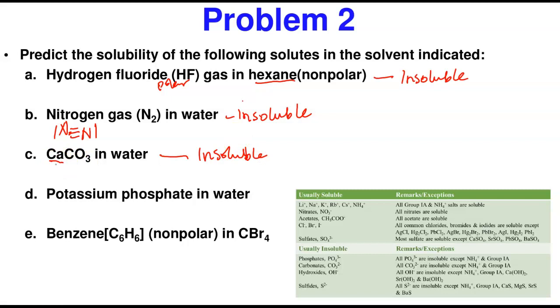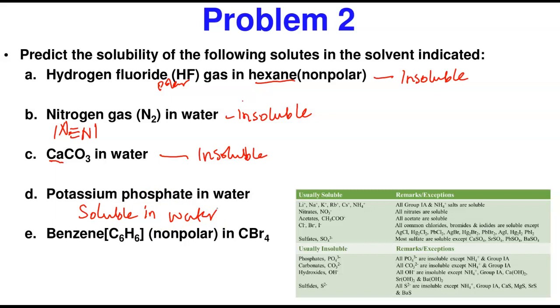Potassium phosphate in water. Remember, all phosphates are insoluble except group 1 and ammonium. Potassium is in group 1. What that simply means is that this is going to be very soluble in water. It's going to be soluble in water.